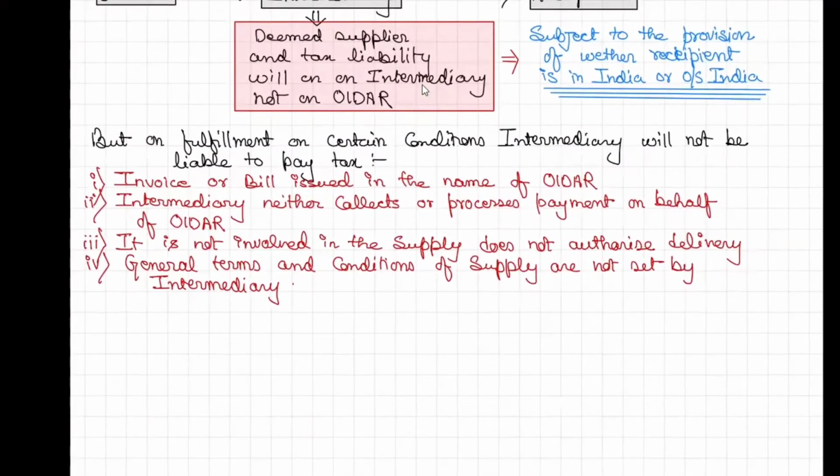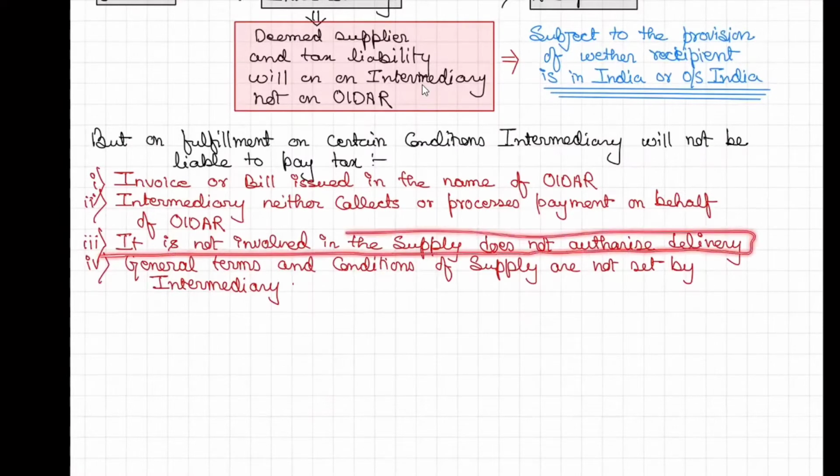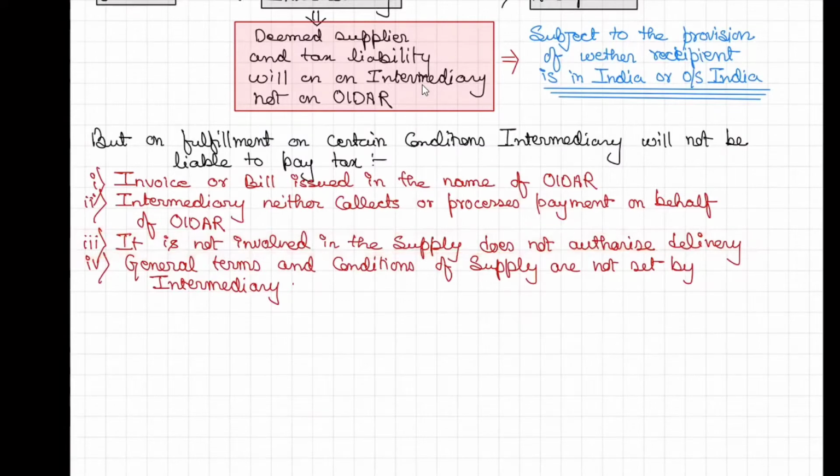Now next is, it is not involved in the supply and does not authorize delivery. It is not involved in the supply and does not authorize delivery, which means here what we can say is that he's not confirming that if you pay, you'll get guaranteed delivery. It may be, it may not be, because it is just facilitating. Okay, it is just connecting me and the owner, and we can deal whatever it is. It will not authorize, it will not take guarantee of anything.